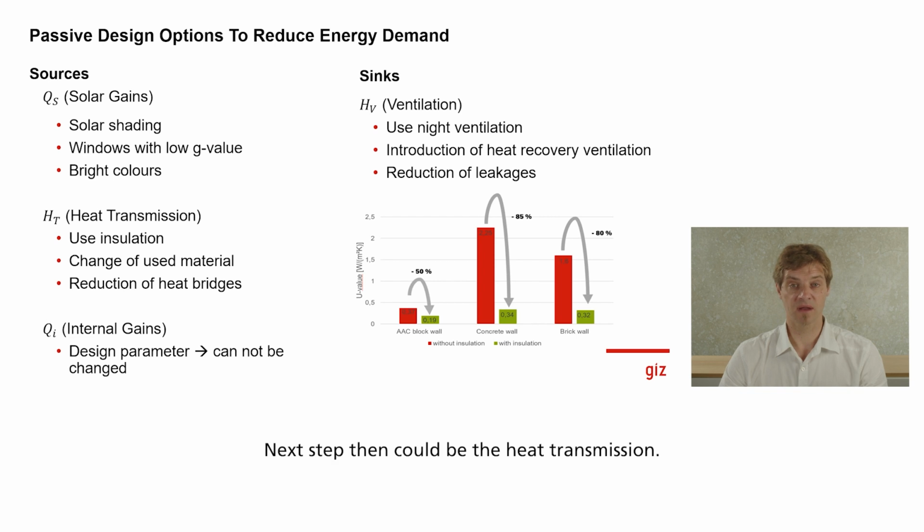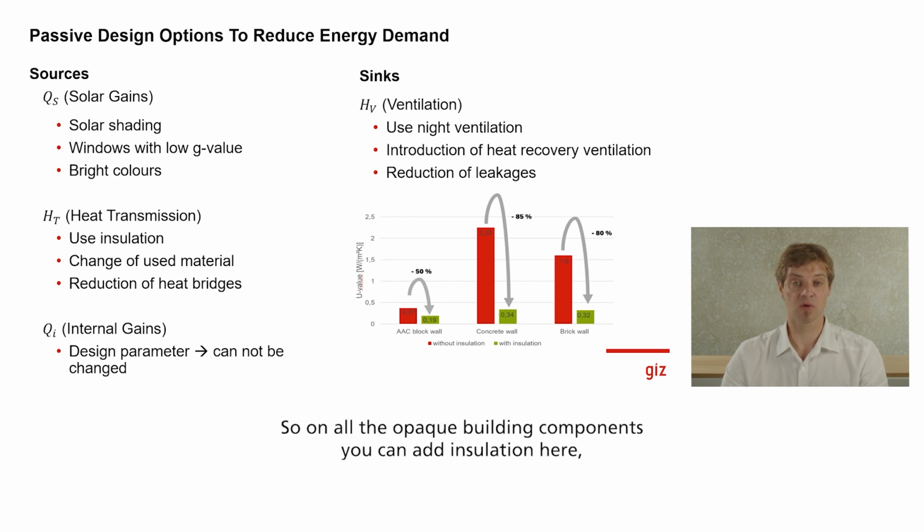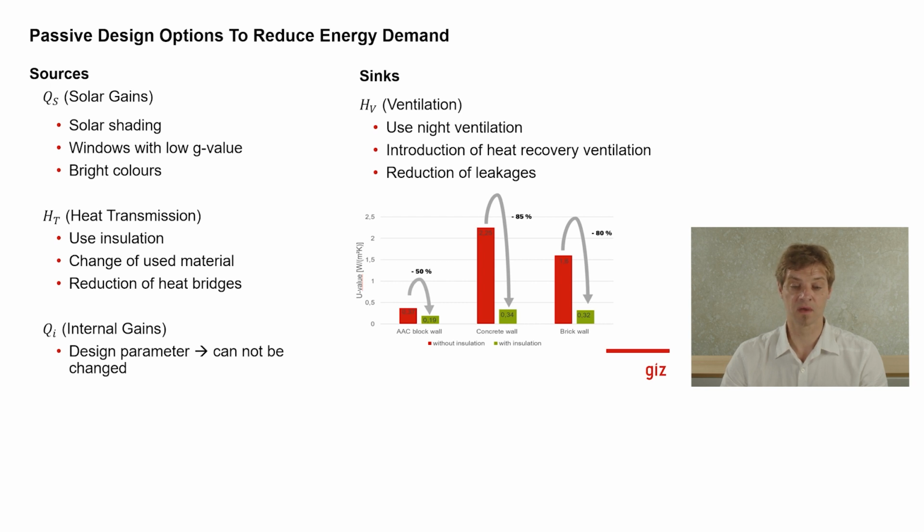Next step then could be the heat transmission. So all the opaque building components, you can use insulation here, you can use another material which has another heat conductivity, or you can also reduce the heat bridges if there are any.